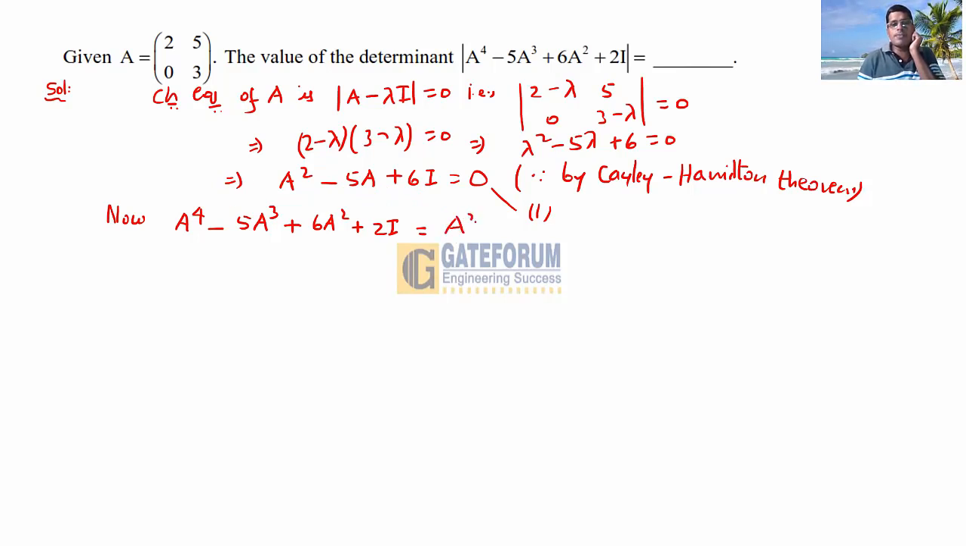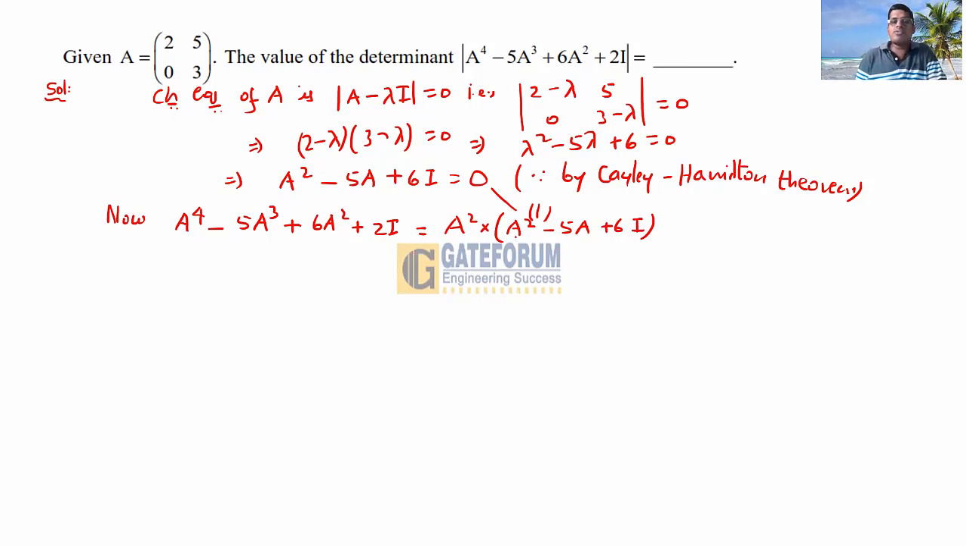Take out A square common, that means take A square outside. Though 2I doesn't contain A square, how can I adjust and rearrange the terms? A square into, write all three terms of equation 1, that is A square minus 5A plus 6I. While multiplying the outside A square with each of these inside terms, compare with the corresponding left hand side and compensate. Compensate means if it is more powers, then you should subtract; if it is fewer powers, then you should add.